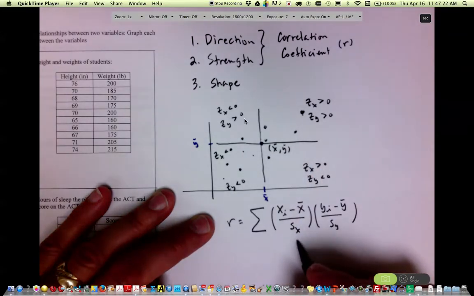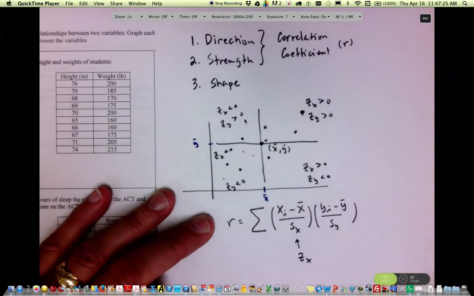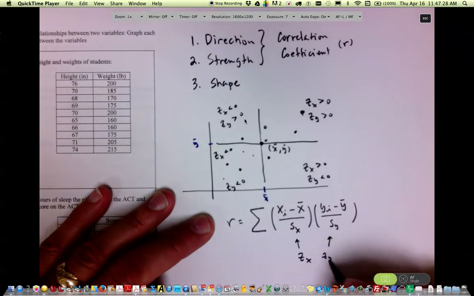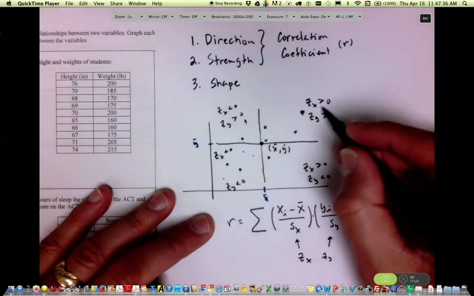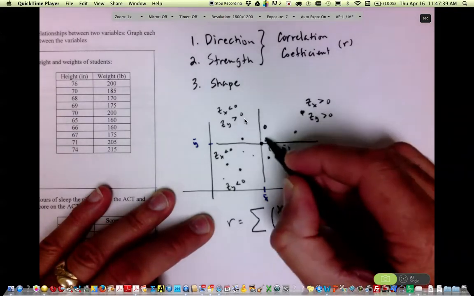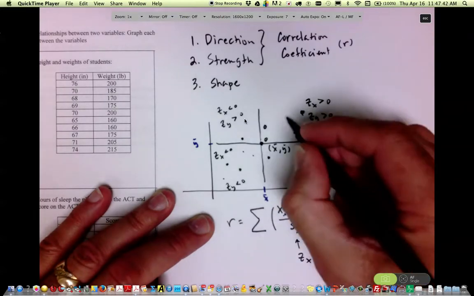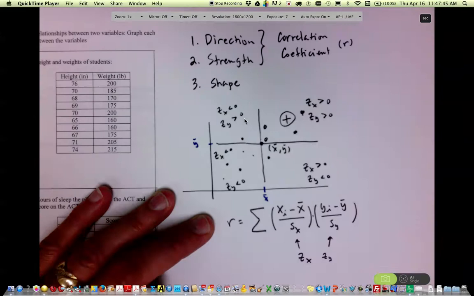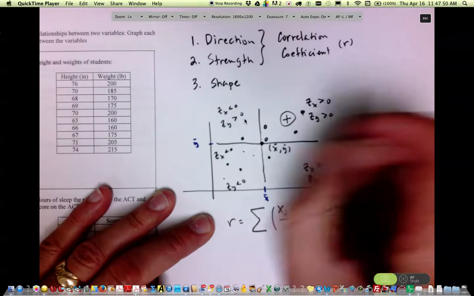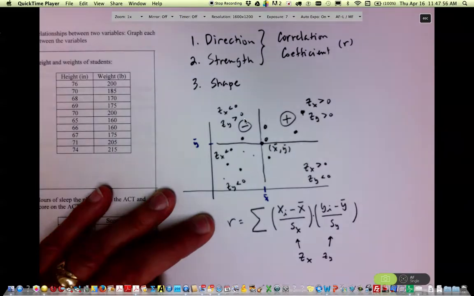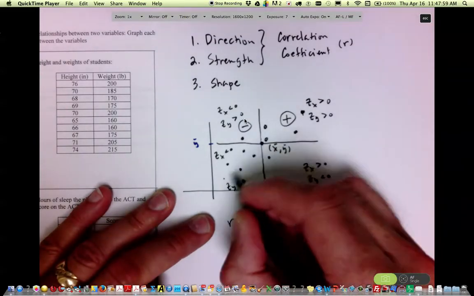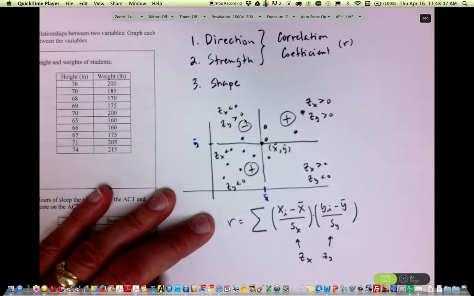So really, this thing right here is calculate a z-score for x. This thing is calculate a z-score for y. The symbol in between these means multiply them together. So if you think about it, here are two positive numbers. I'm going to multiply them together. Every one of the points in this upper right-hand quadrant is going to give me a positive number times a positive number, which gives me a positive result. Anytime I've got a point over here in the second quadrant, we'll call it, we're going to end up with a positive y but a negative x, and it's going to give me a negative product. The ones that are down here are going to give me a negative times a negative, which is positive.